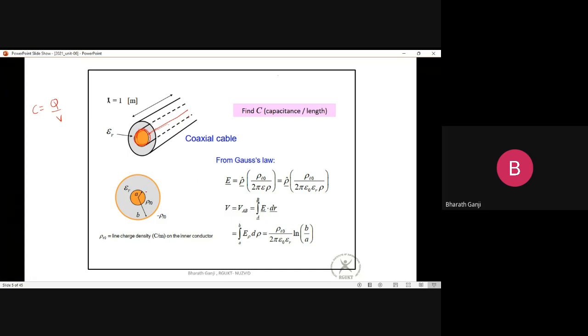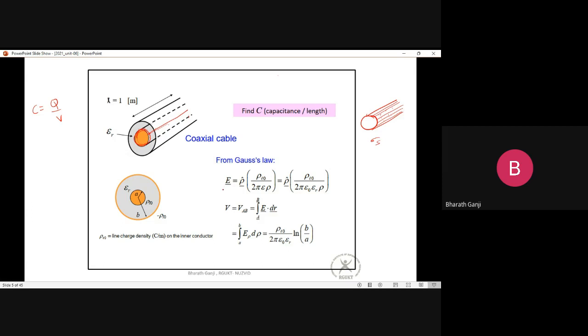You have this charge density. For this conductor, since it is a surface, there will be a surface charge density, so sigma is the surface charge density. But since there is cylindrical symmetry, the line we take will have the same amount of charge. Okay, so instead of dealing with a surface charge density, maybe I'll deal with a line charge density on the inner conductor. That makes the analysis easier. Of course it doesn't matter, the final answer will be the same. So let me assume some line charge density of rho l.